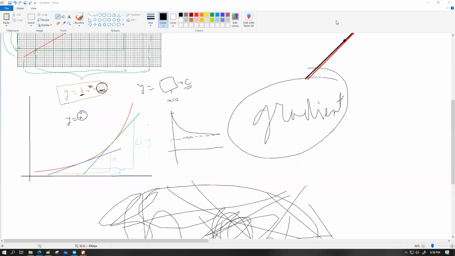Gradient of the graph, then. Sorry, sir, my internet connection is a bit of a problem. Point number 3. Area under the graph. Number 3, area under the graph. Full stop. So let me elaborate on this.